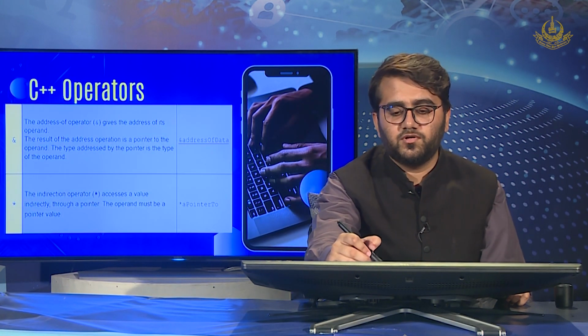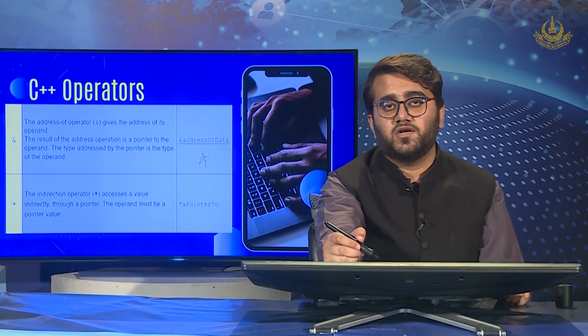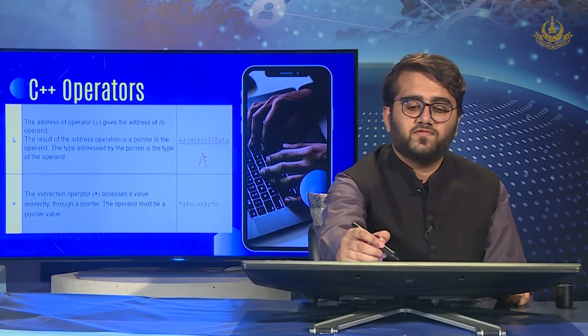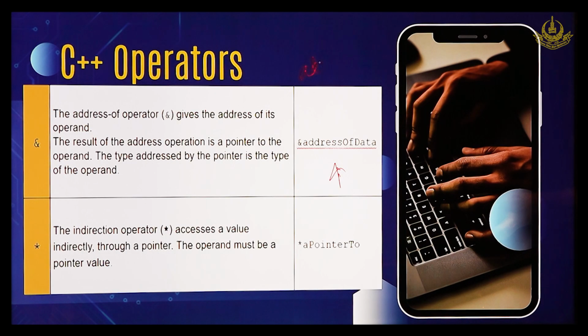Then we have two more operators which are related to variables in C++. The first operator is called the address operator, or the ampersand operator. This operator is used to print the address of the variable. Whenever we store a specific variable in the memory, that memory has a particular address attached to it, and this cannot be changed. This is dependent upon the operating system that we are using.